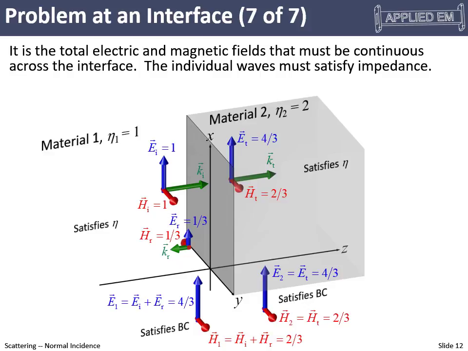So the reflected wave is needed to make all of the physics work out at this interface. And maybe that's not as straightforward as we were expecting. The fact that a wave reflects off of something is a little bit more involved than we might have thought.